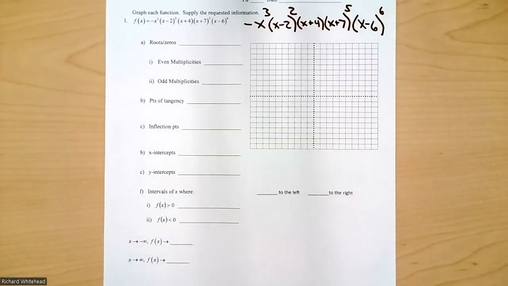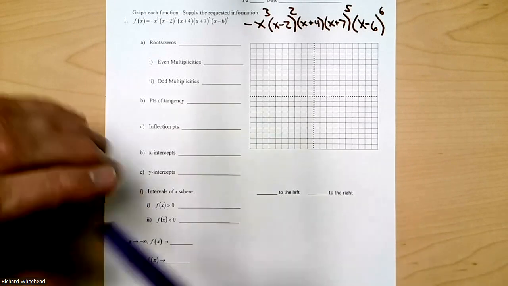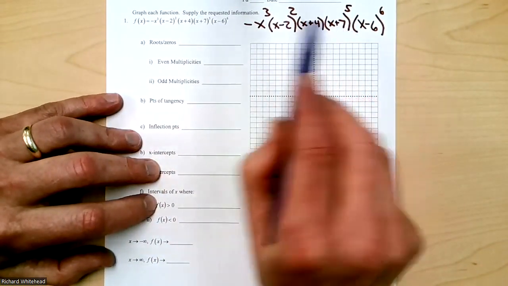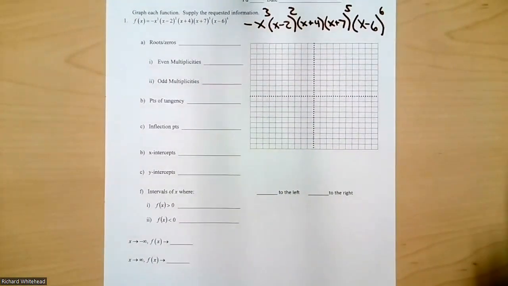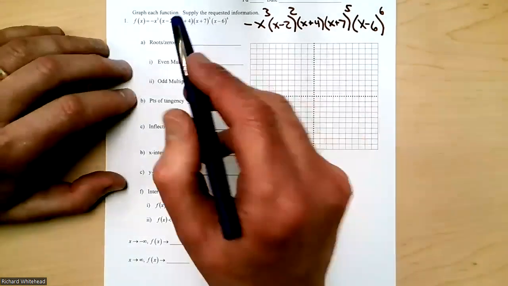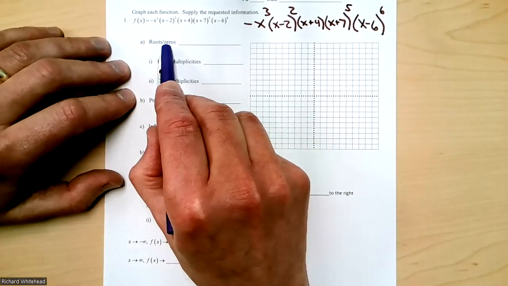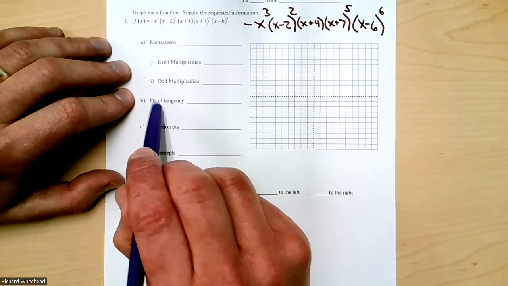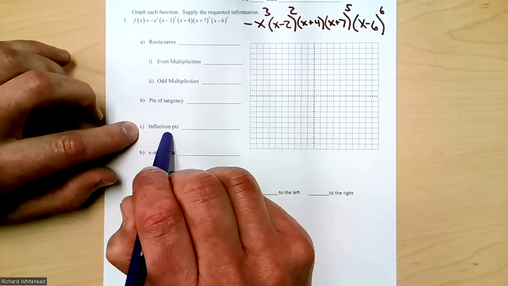Let's do a kind of straightforward example here. So here's my problem. I wrote it again so that it was easier to see, to try to fit it all on the screen. We're going to have to do all these things, like finding the roots, which is the same thing as the zeros, even multiplicities, which make a point of tangency, and odd multiplicities, which make a point of inflection.